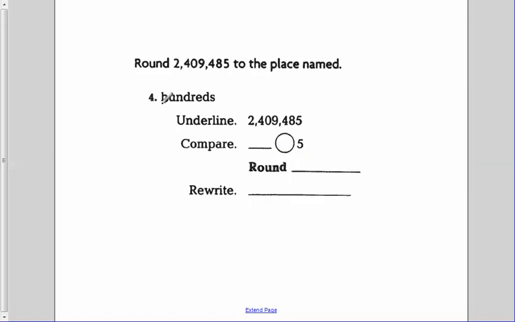And our last one on this one, round 2,409,485, and we're going to round to the hundreds place. So we find what number is our hundreds place, and that's our 4. So we look to the digit to the right, that's an 8. So we compare 8 to 5, well 8 is greater than 5. So that means that we will round up. So we rewrite this as 2,409,000, and since we have to round up, that becomes 500. Since the 8 is greater than 5, it tells the 4 to go up, so 2,409,500.